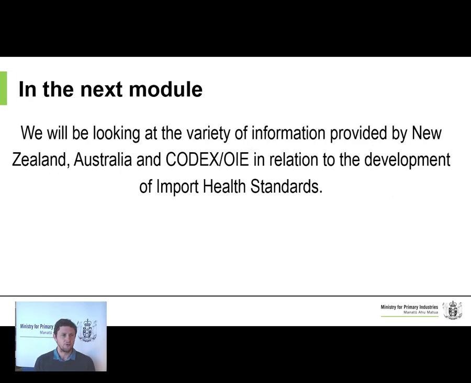So that's the end of this particular module. In the next module, we're going to be looking at the variety of information, including some of the stuff we've looked at today on the website provided by New Zealand, Australia, the Codex requirements and information found under the OAE website, including the WAHID information, and how we actually utilise the information for developing import health standards, particularly when looking at the disease status of exporting countries, but also looking at where risk assessments have already been undertaken and how you can actually utilise the information for developing your own risk analysis program.